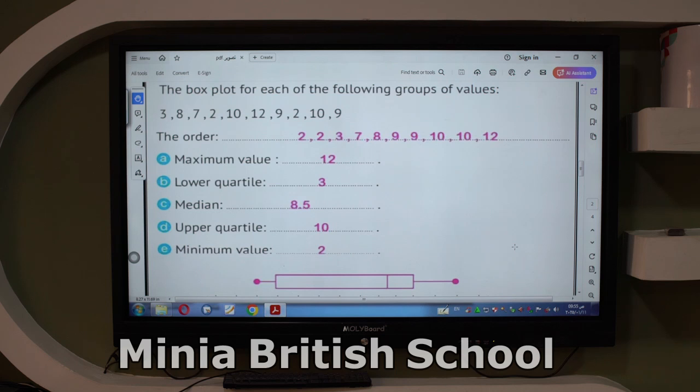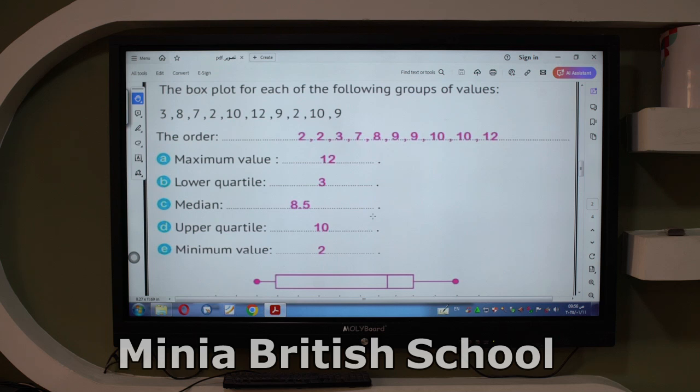After you have finished the order, count how many values, and you put how many values. Is it correct? Yes. Then the maximum value means the greatest number. The greatest number here, 12. And the minimum value here, 2. Okay. The median, remember, is called the second quartile. The lower quartile is called the first quartile, and the upper quartile is called the third quartile.